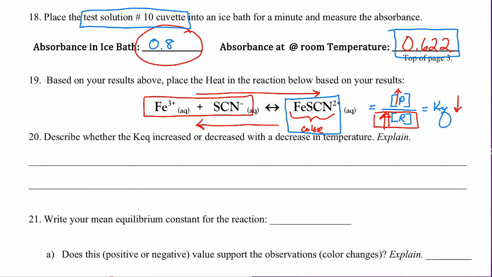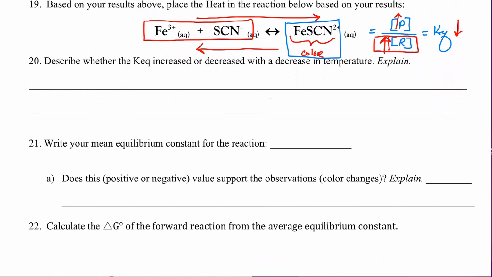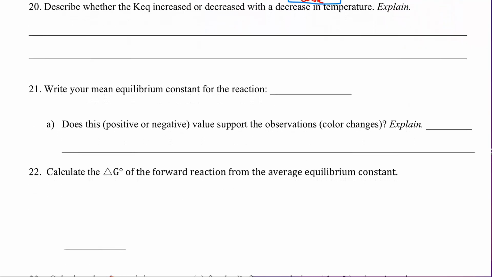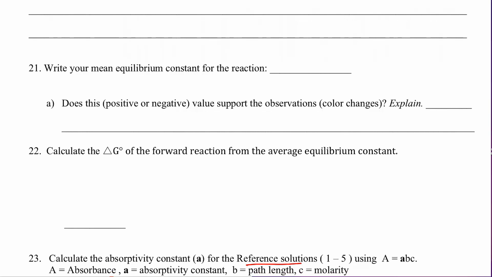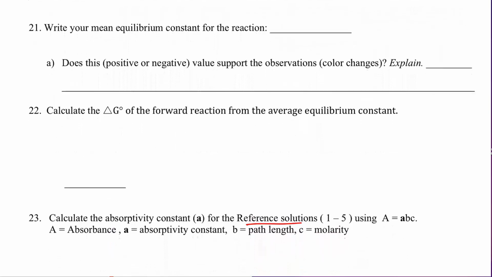As we move on, you're going to write your mean equilibrium constant for the 5 test solutions that you should have done. And based on the value, positive or negative, and the size, of course, of your equilibrium constants, you should be able to tell me, does this support your observations or color changes, especially, of course, from what we just did.